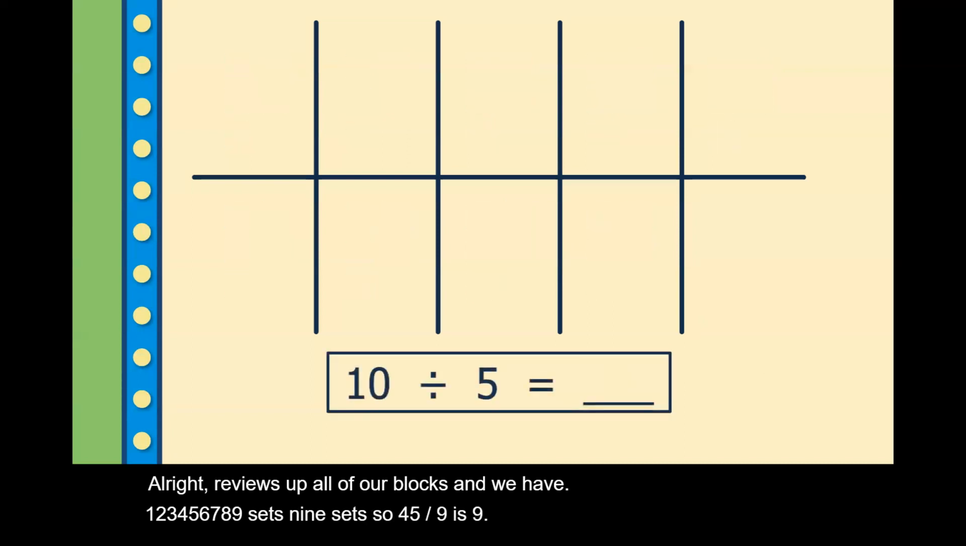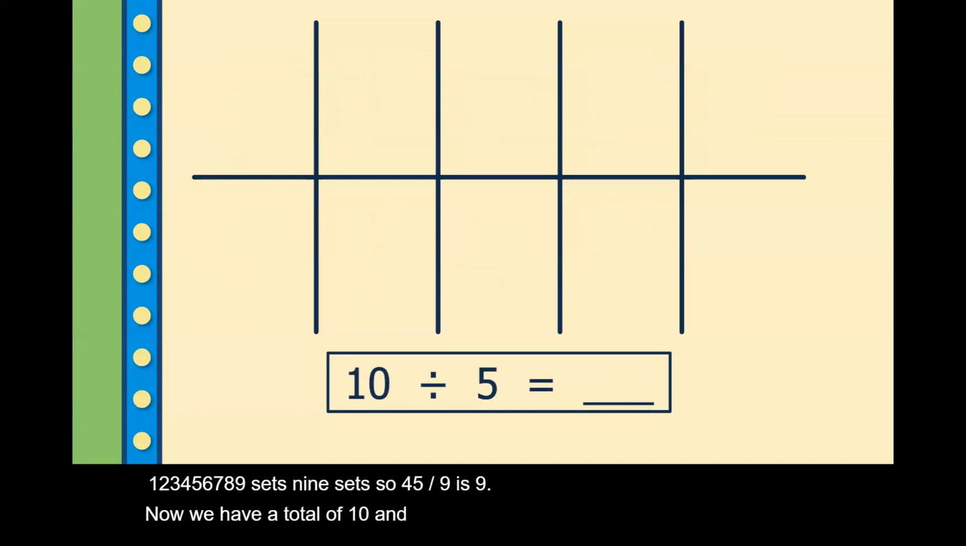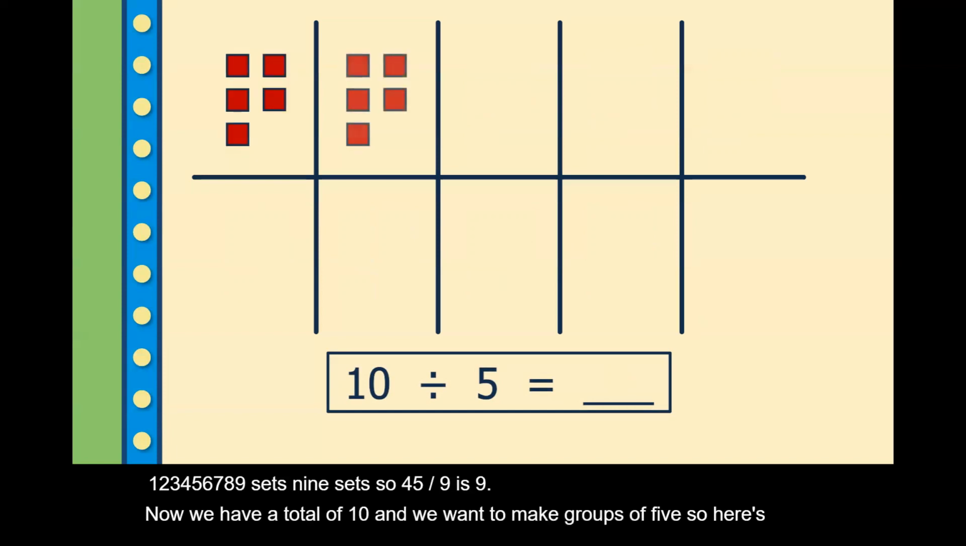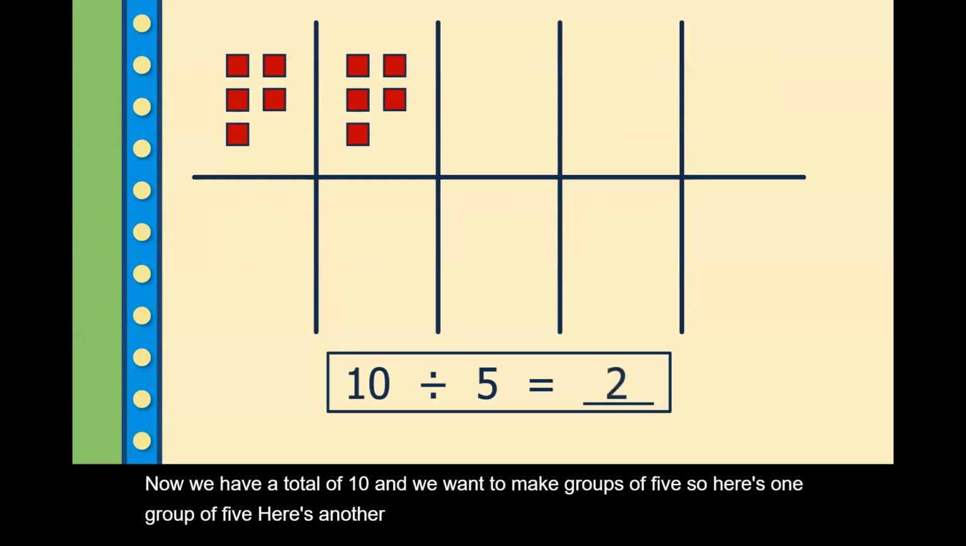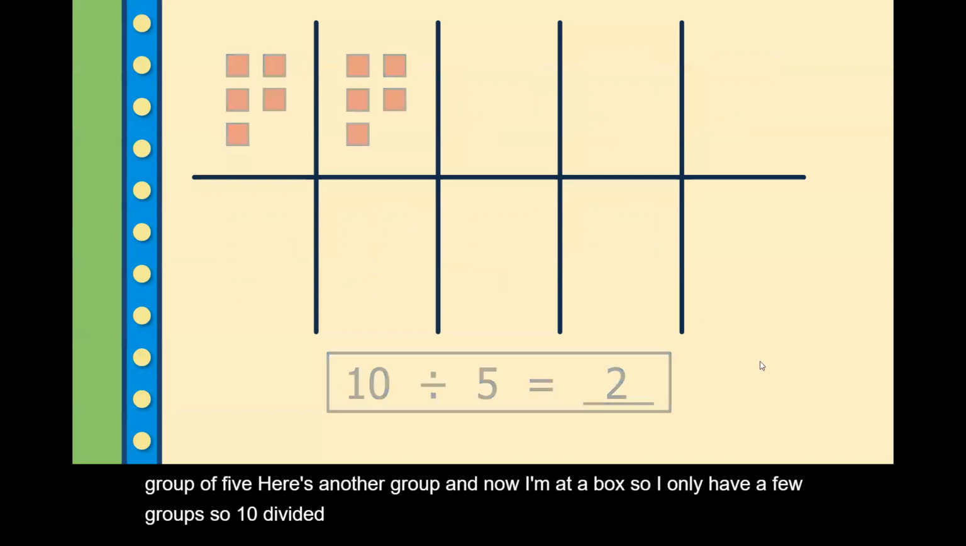Now we have a total of 10, and we want to make groups of 5. So here's one group of 5, here's another group, and now I'm out of blocks. So I only have 2 groups. So 10 divided by 5 is 2.